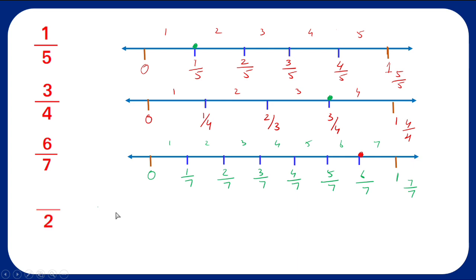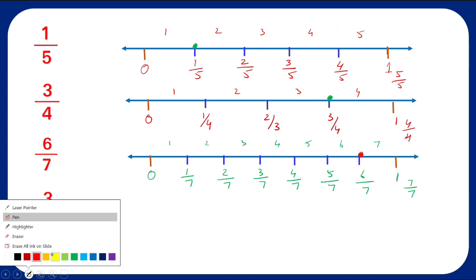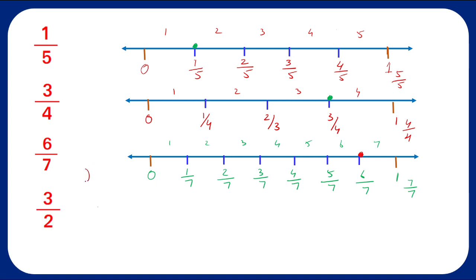The next fraction is an improper fraction, 3/2. This could be written as a mixed number. So when we divide 3 by 2, 2 divides 3 just once. 2 times 1 is 2, and when you subtract, you get the remainder as 1. The quotient is also 1. So it could be written as 1 1/2, 1 whole and a half of it.